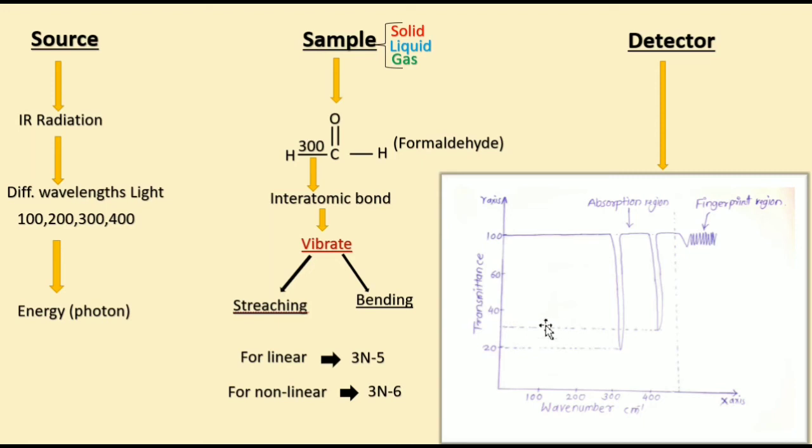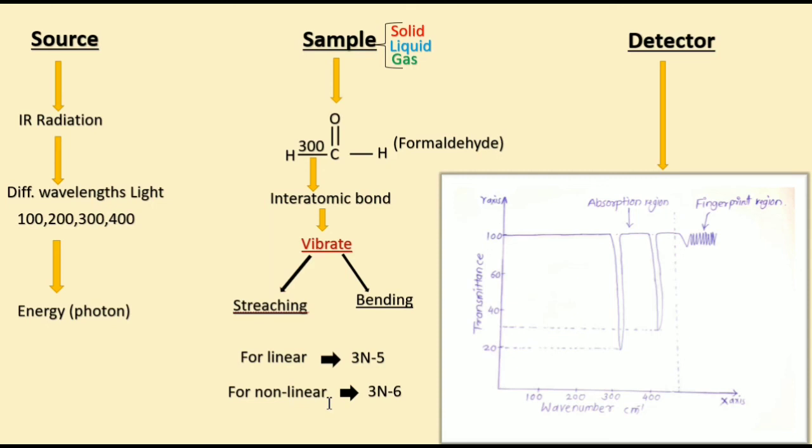As we discussed, a single molecule can show multiple types of vibrations. To calculate the number of vibrations, we have a formula. A linear molecule, like CO2, is a linear molecule. For a linear molecule, the formula is 3n minus 5, where n is the number of atoms, and for a non-linear molecule, the formula is 3n minus 6. We can use this formula to calculate the number of vibrations a molecule will show.